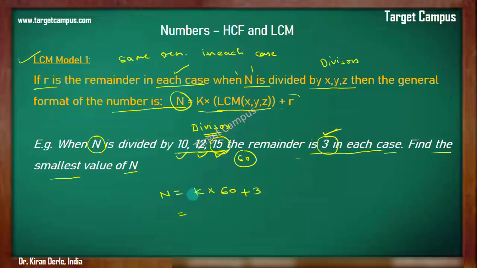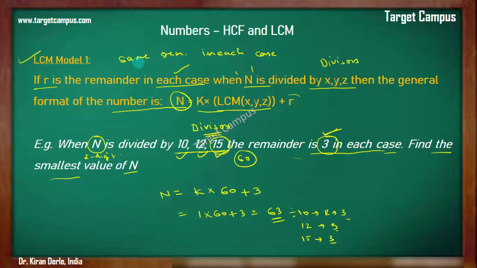So what is the question now? What will be the value of k? The question is to find the smallest 2-digit value of n. If you want the smallest 2-digit value, the value of k should be 1. So the number becomes 63. 63 is such a number that when you divide it by 10, the remainder is 3. When you divide by 12, the remainder is 3. When you divide by 15, the remainder is still 3. I hope you are getting the basic understanding of this question.